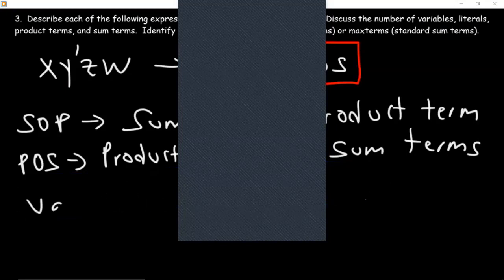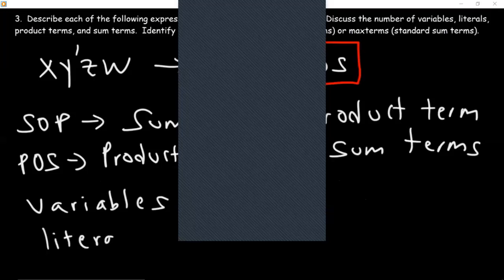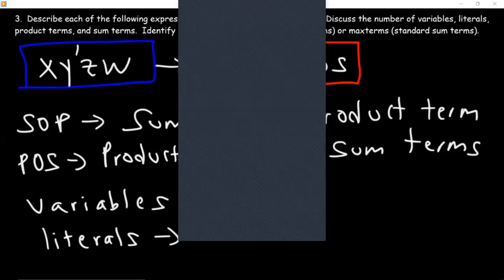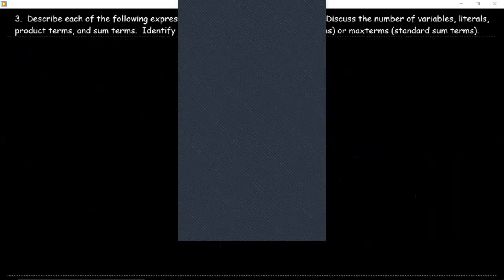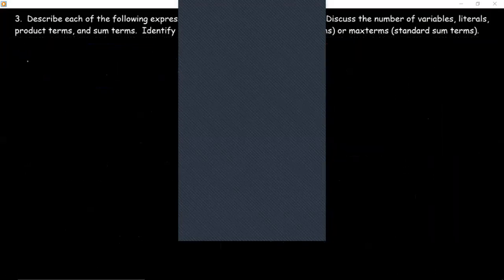Now, how many variables do we have? And how many literals? So for this expression, we have a total of 4 variables: W, X, Y, and Z. We also have 4 literals: W, X, Y prime, and Z. So that's all we could say about this expression. Let's move on to our next example.